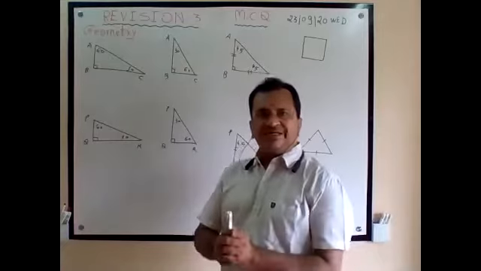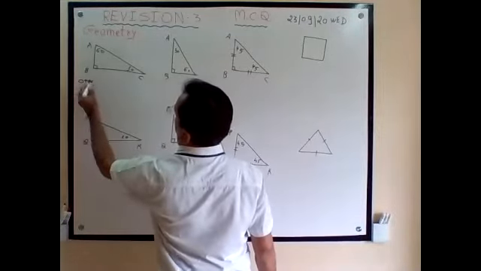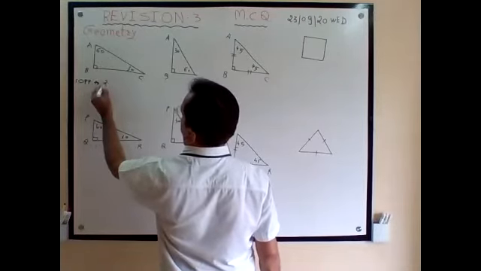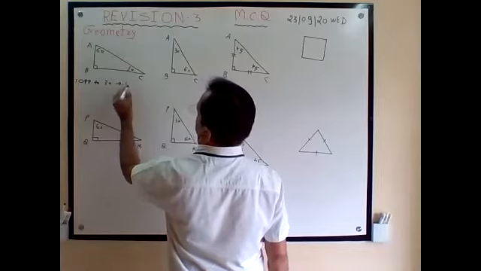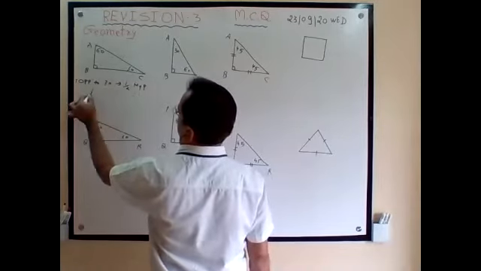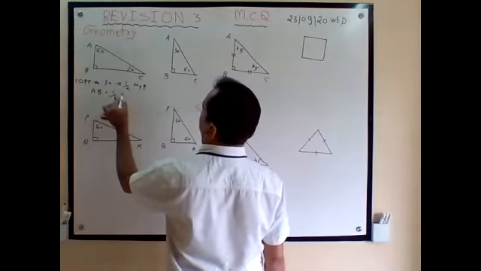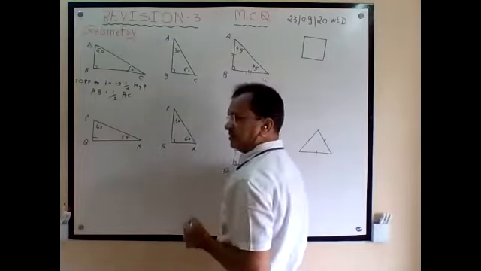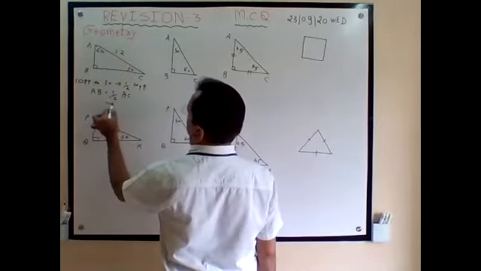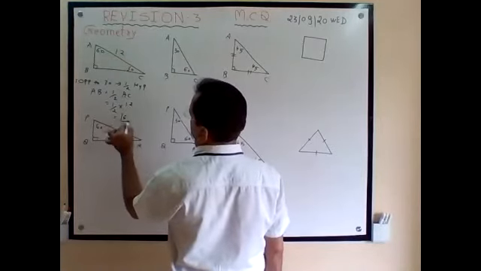Opposite to 30 is half of the hypotenuse. Side opposite to 30 is half of hypotenuse. So you can say AB is equal to half of AC. Now here suppose hypotenuse is given 12. So half of 12 is equal to 6 units.